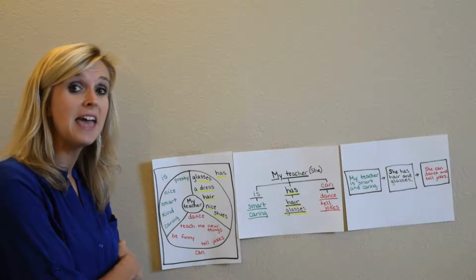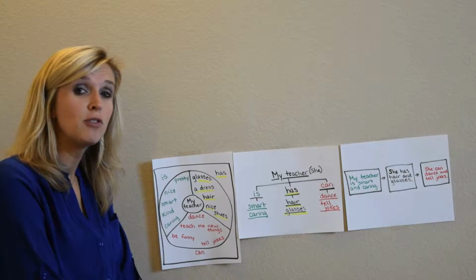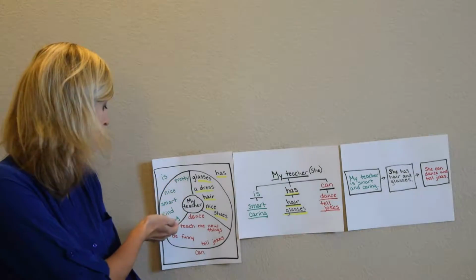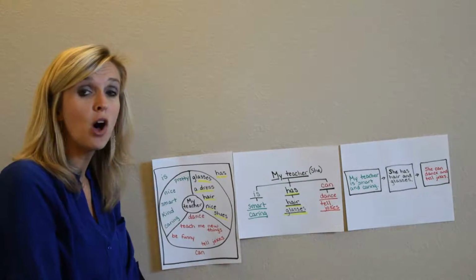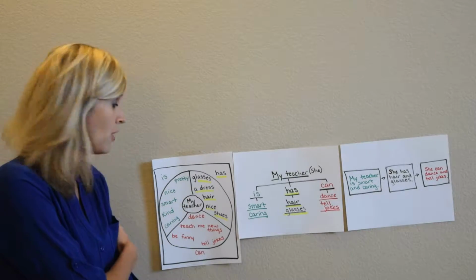So I always say, tell me everything that your teacher is. And they're young students, so they're going to come up with easy words such as she's pretty, she's nice, she's smart, she's kind, or she's caring. Now they're not going to use all these words in their sentences, but at least this gives them a bank of words to choose from.